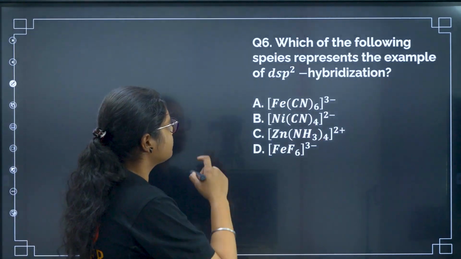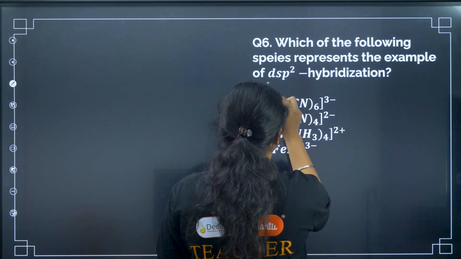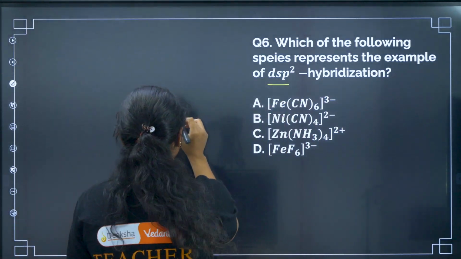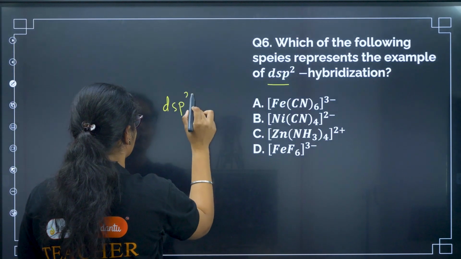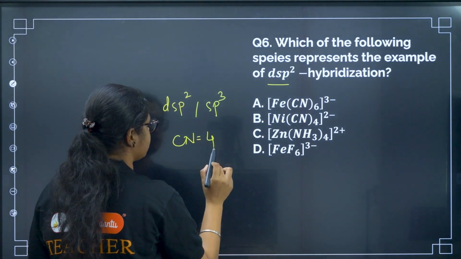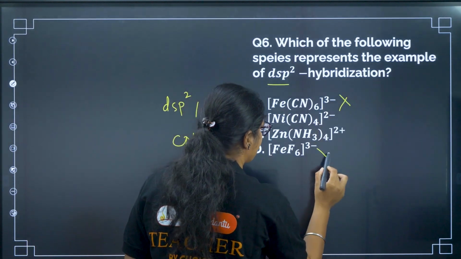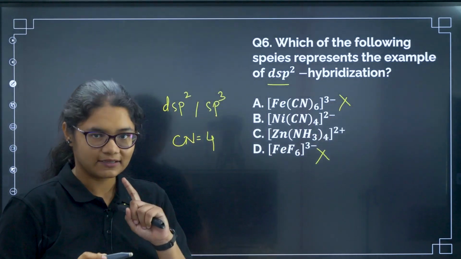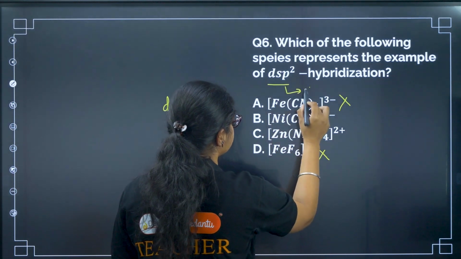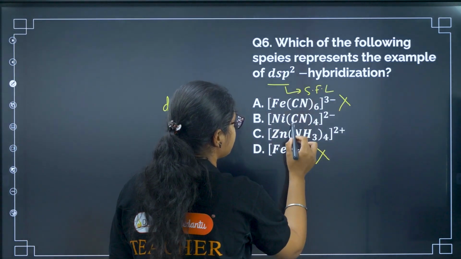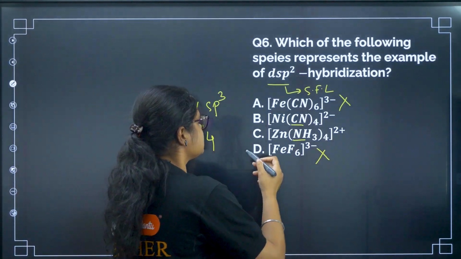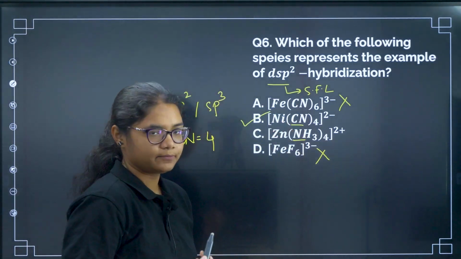Next, which of the following species represents the example of dsp2 hybridization? So first of all, for dsp2 and sp3, the coordination number should be 4. This one you have to keep, coordination number should be 4. So we can eliminate this answer and this answer because here the coordination number is 6. Now after that, dsp2 is observed whenever we have strong field ligands. If you compare CN and NH3, CN is a stronger field ligand, right? So the correct answer for this question is option B.